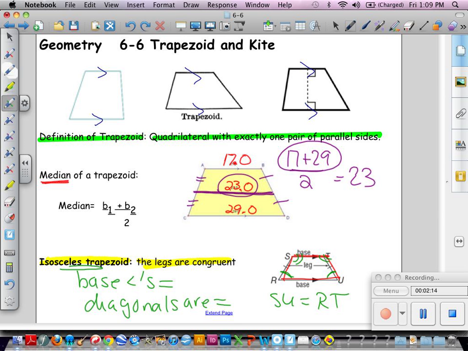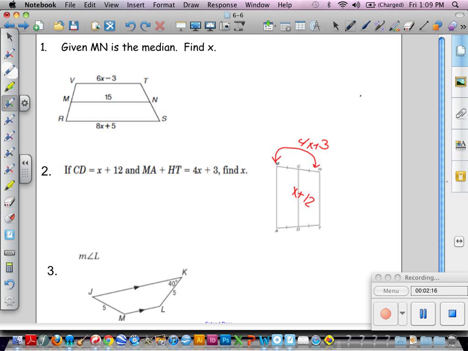Let's take a look at some examples related to our trapezoid. MN is the median. So when I look at that, they're telling me that's the median. These two pieces are equal. These two pieces are equal.